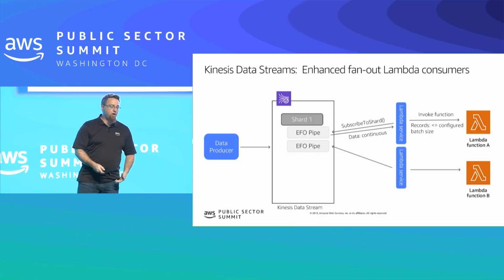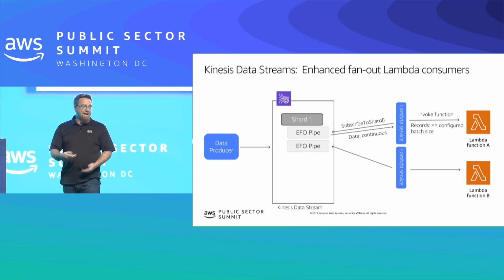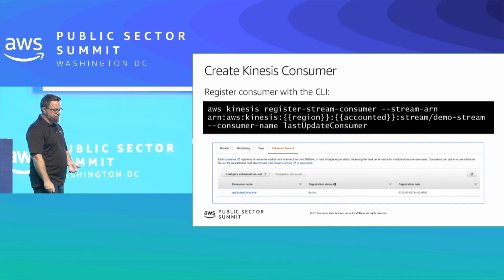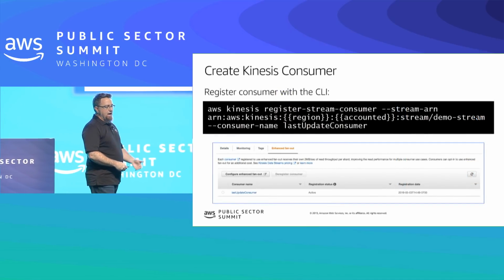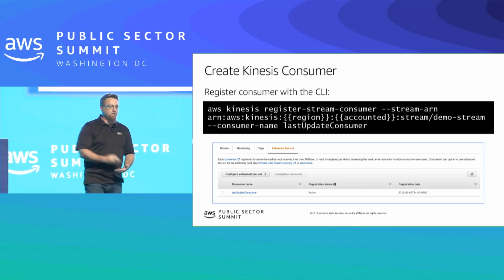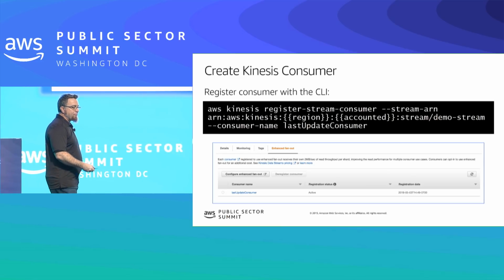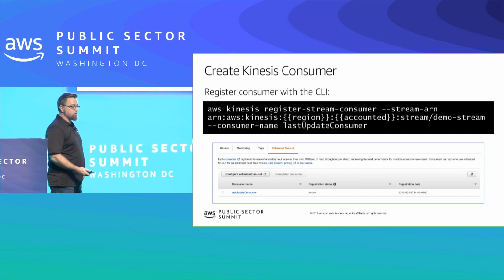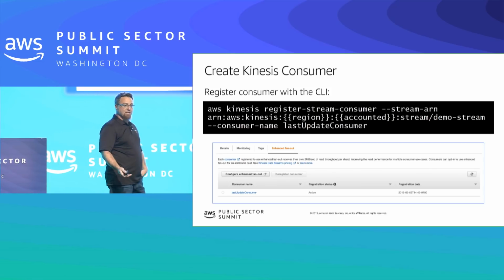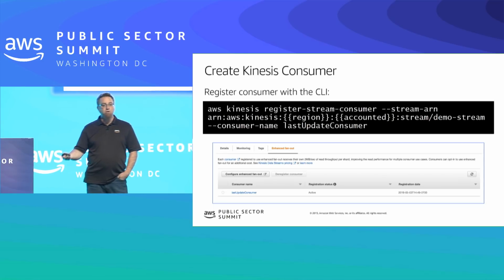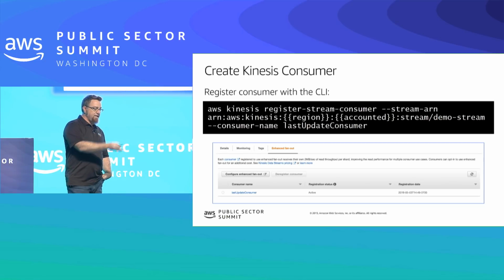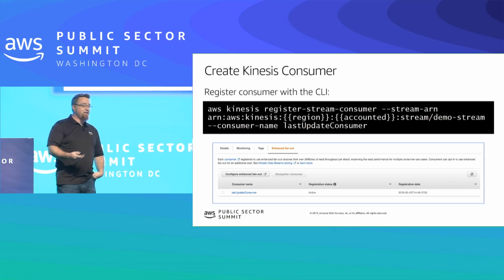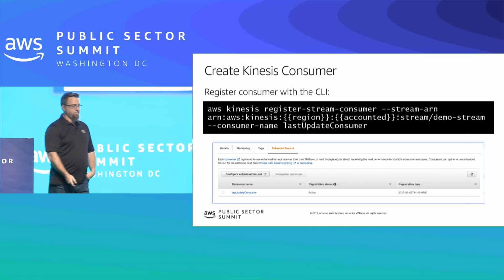What will have to happen though is you will need to register as an enhanced fan out consumer. Typically the way you would go about that is, I showed an example with the CLI here, but you could leverage the SDKs as well. You're going to register that consumer based on a name that you're going to give it, and then point it to the stream ARN that you want to register it with. And what will happen is, on that Kinesis data stream, you'll see in the Enhanced Fanout tab there that you do have a consumer registered.